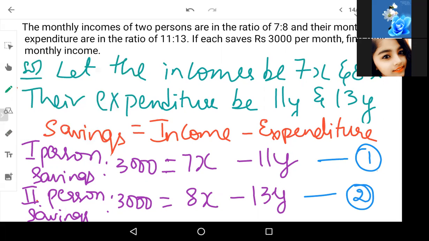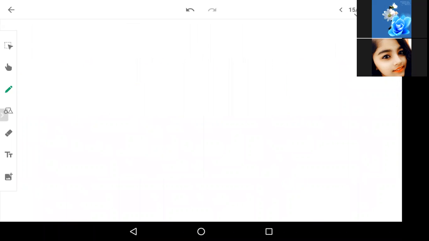Now in such questions, you will not define if it is a direct proportion or indirect proportion, because the ratios are directly given to us. Here you cannot think about which will increase and which will decrease. So when you have two equations directly, just solve them simultaneously and get the answer. Now consider equation number 1 and equation 2 and solve them simultaneously.